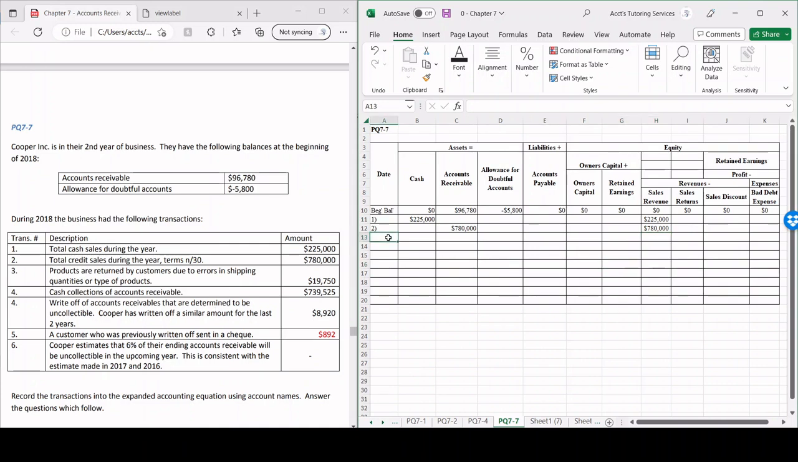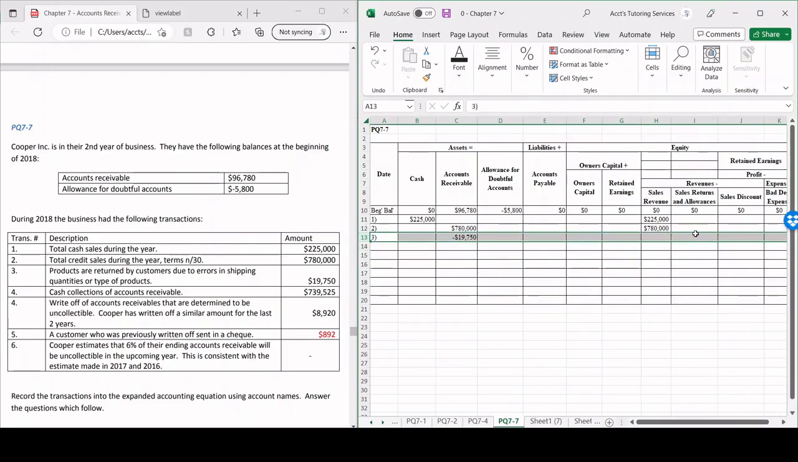Okay. Now let's go back to number 3. We returned a product. So products are returned by customers due to errors in shipping, quantities, or type of products, for 19,750. So we're going to reduce our accounts receivable by this amount. And then we're going to decrease our sales returns and allowances by that exact same amount. And remember, this is a negative number because it's a contra account and it reduces our sales revenue. Simple as that.